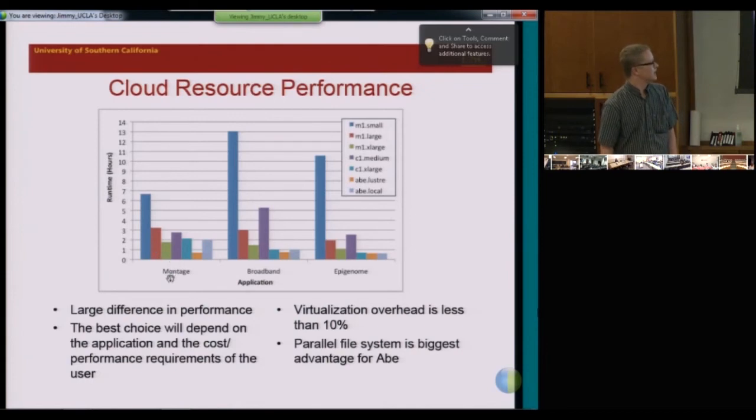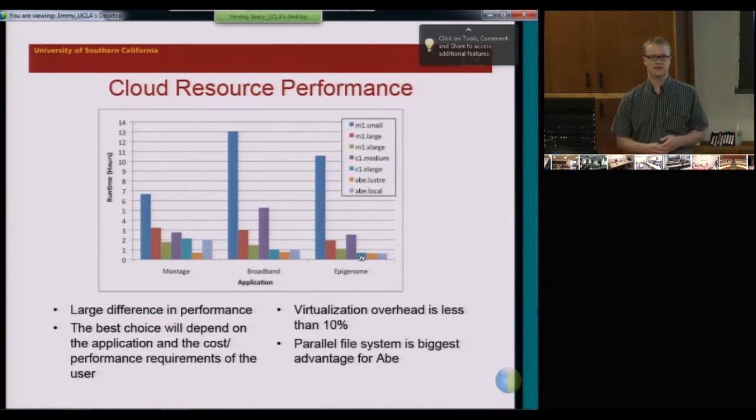But for the Montage application, remember, the I/O-intensive application, if you compare the orange and the gray, these are the two Abe ones, you can see a huge difference between running on the Lustre file system, which is the orange, and running on the local file system. But if you compare the c1.xlarge, which is this turquoise, with the gray, that's using local disk on Abe versus c1.xlarge in Amazon, you can see they're approximately the same. And that's true of all of the applications, that they're really quite comparable in terms of performance.